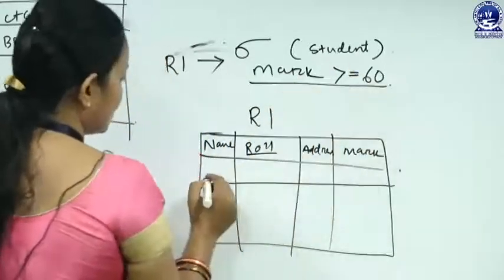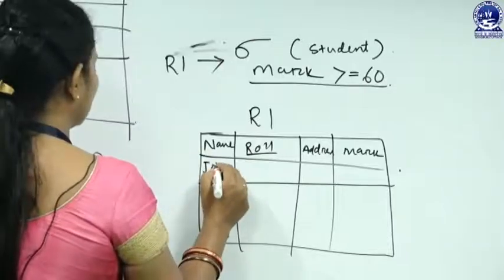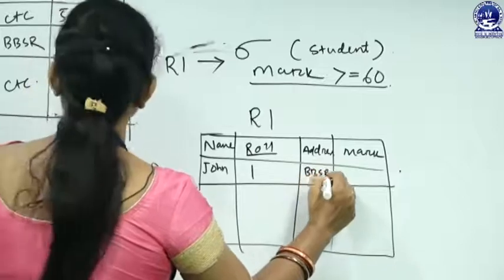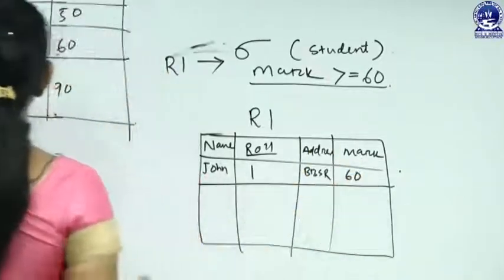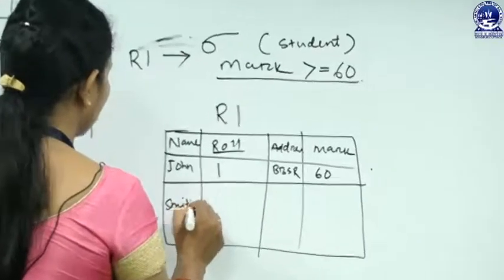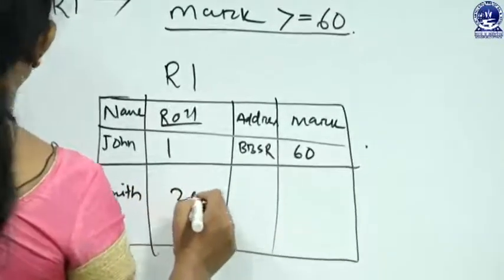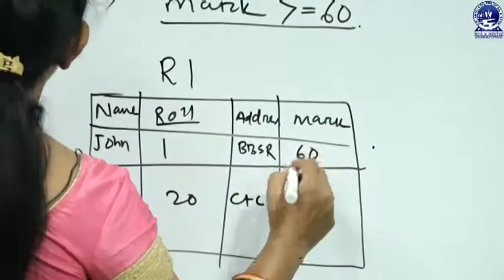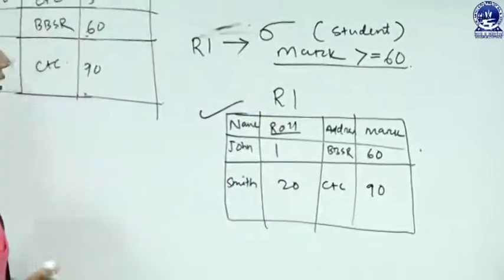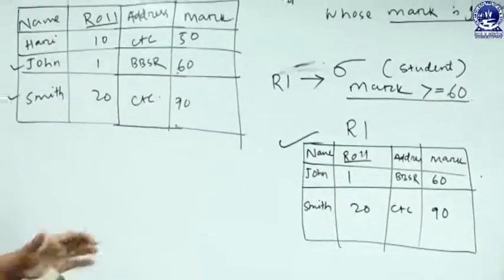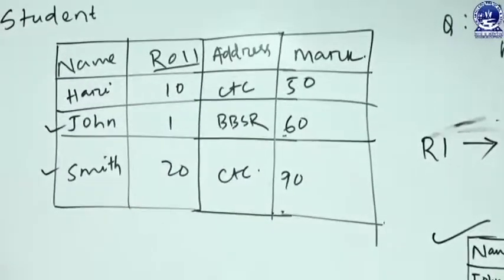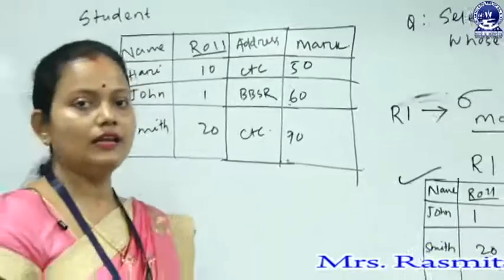the selection condition. So the 2 tuples are: John, role is 1, address is BBSR and mark is 60, because the condition is mark greater than or equal to 60, and the second one is name Smith, role 20, address Cuttack and mark 90. So this is the result of the select operation. Let us see another example by using the logical connector.